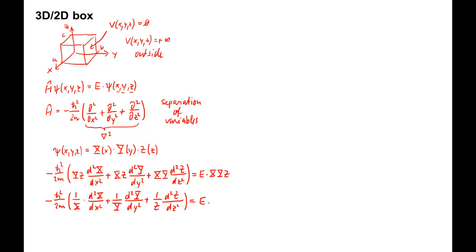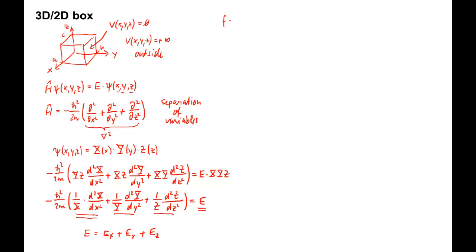Now comes the crucial step of reasoning. The right-hand side is a constant, but the left-hand side contains three terms that each depend on one variable. Clearly, if we change one variable, say x, this could potentially change only one term, the first one that depends on x. But the equation tells us that the overall sum of the left-hand side must remain constant. Therefore, each term on the left must be a constant by itself. We can break the overall constant down into three parts and write E equals Ex plus Ey plus Ez. With this, we can break the equation up into three separate equations.